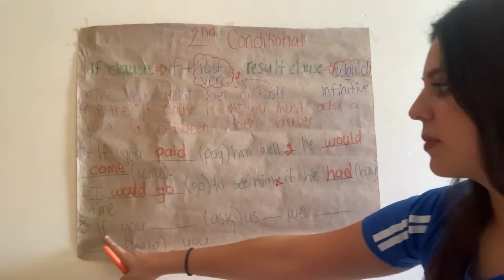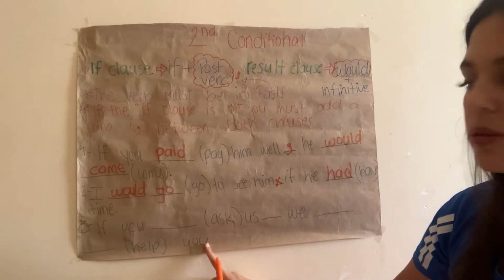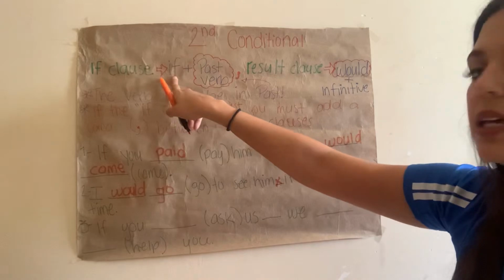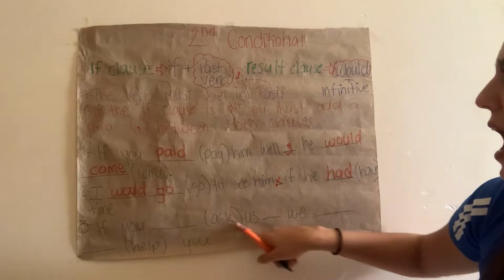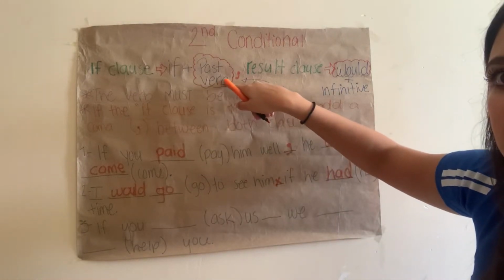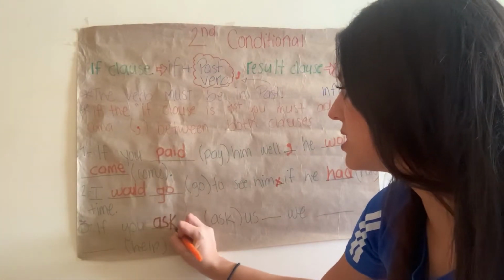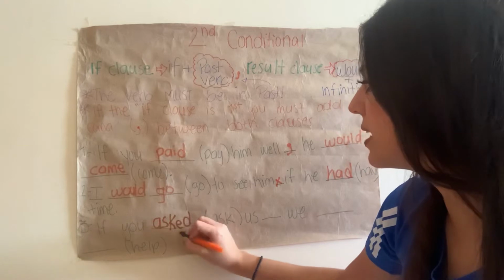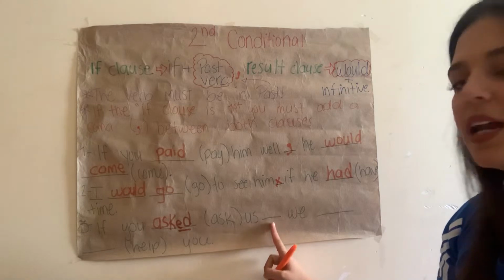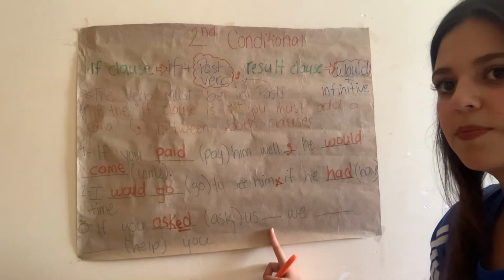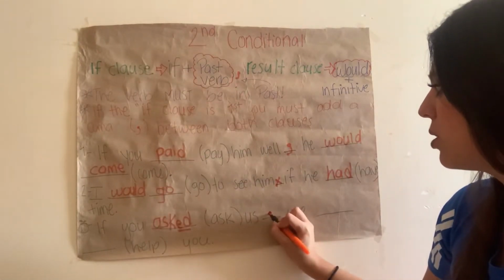Number 3. If you ask us, we help you. I'm starting with my if clause. If you ask, how do you say ask in past? Correct. Asked. It's a regular verb. It ends with ed. If you asked us, should I add a comma here? Yes, because I'm starting with my if clause. So I add my comma.